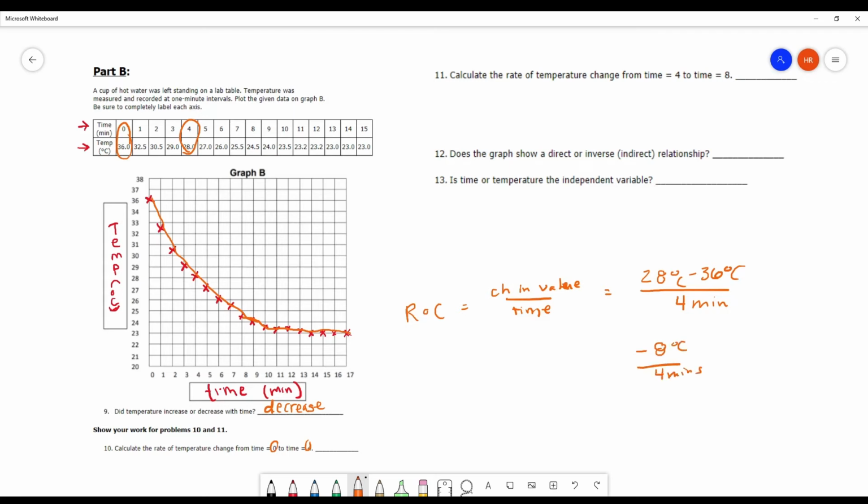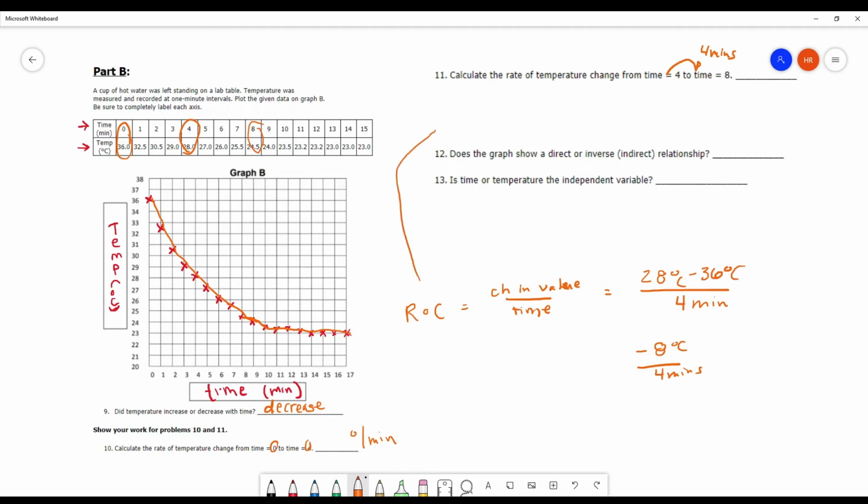So how many degrees per minute? Fill that in there once you've done your division. Remember, it should be negative. Now how about from 4 to 8 minutes? That's going to be 4 minutes of change. We're going from 28 to 24.5.